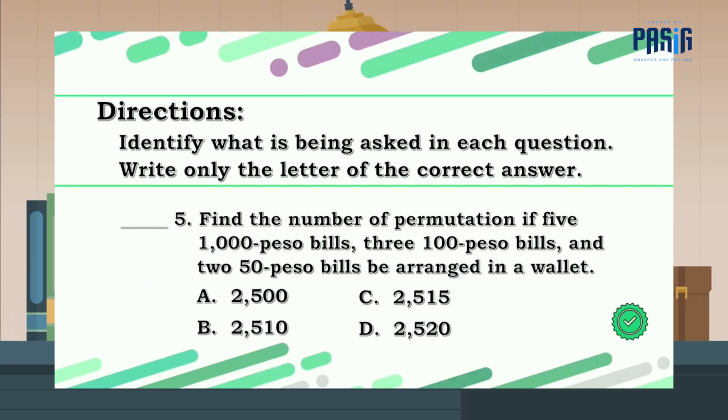And for number 5, find the number of permutation if 5 1,000 peso bills, 3 100 peso bills, and 2 50 peso bills be arranged in a wallet. Is it A, 2,500, B, 2,510, C, 2,515, and D, 2,520?